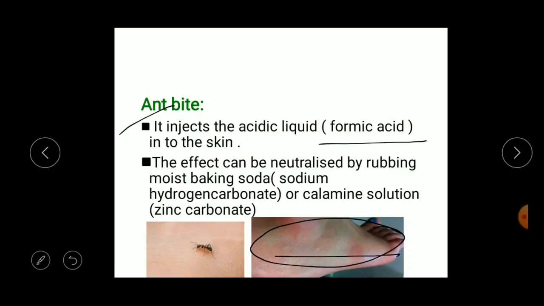So at that time what we have to do, the effect of acid can be neutralized by rubbing moist baking soda, that is sodium hydrogen carbonate, or the calamine solution that contains zinc carbonate. Hence we use a basic substance to neutralize the effect, that is we can rub moist baking soda, that is sodium hydrogen carbonate, or calamine solution, that is zinc carbonate. And understood, children? Okay.